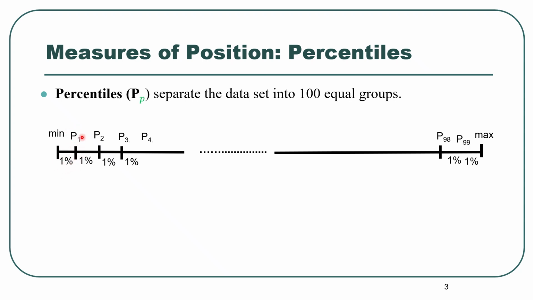So P1 is having 1% below it of my data. P2 is having this 1% plus this 1%, so it is having 2% of my data points below it. So P2 is the second percentile, P1 is the first percentile, and P3 and so on till we will have the 99th percentile exactly, and these are separating the whole range into exactly 100 equal groups.